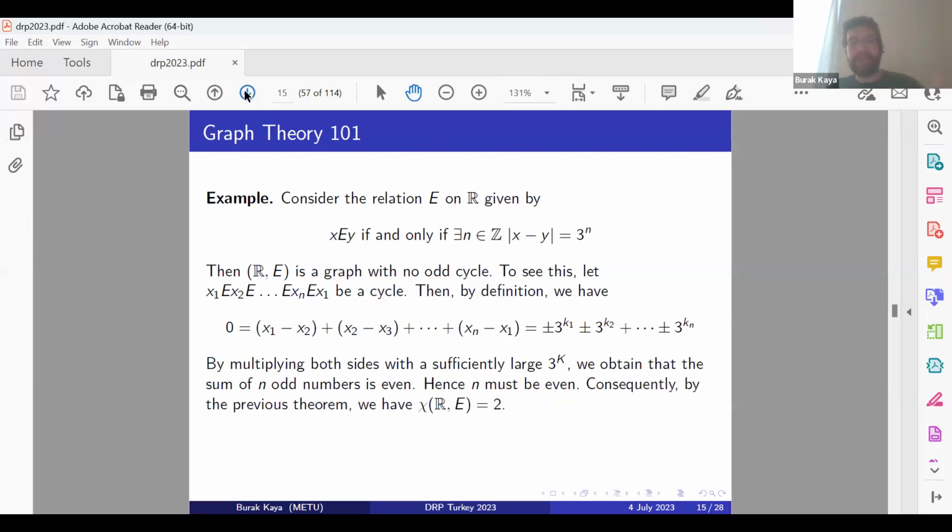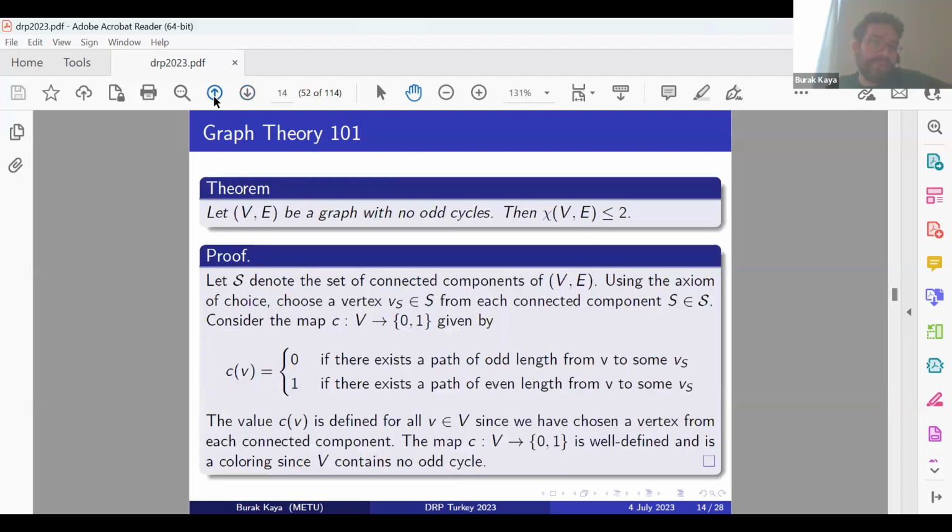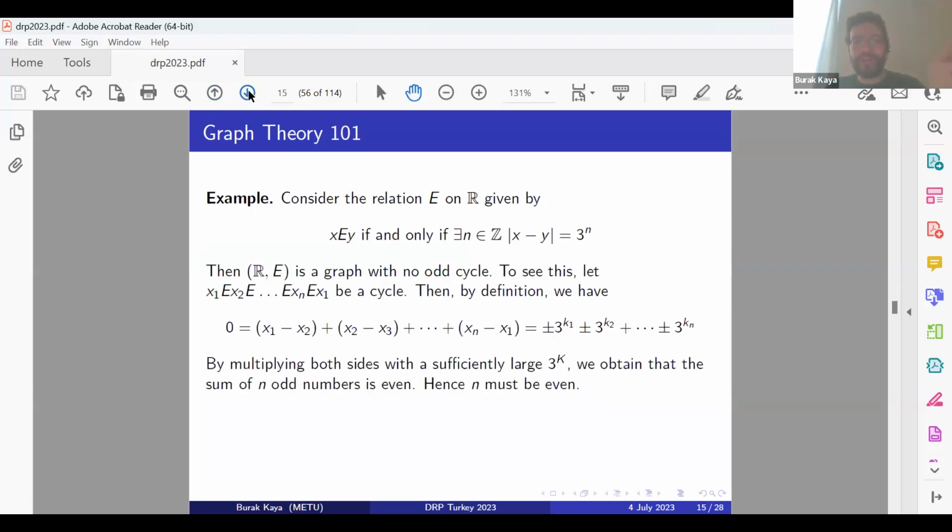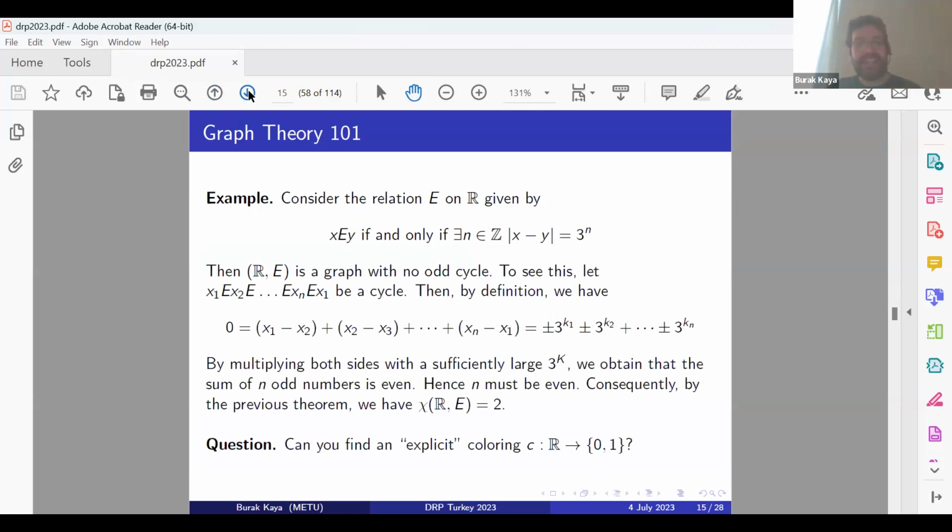Therefore, by the previous theorem, this graph on real numbers, which we can't imagine because it has uncountably many vertices, has chromatic number 2, okay? And here's a question. Can you find an explicit coloring? Because this theorem used the axiom of choice, and you may think that, over here, I just constructed something, but I don't see it. I want to see the coloring. So for this very explicit graph, can you see the coloring? Can someone write down a function, an explicit coloring?